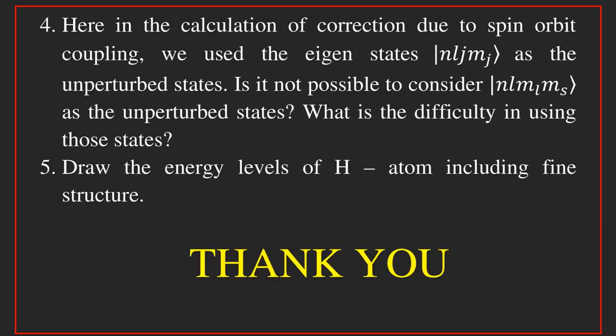Now here in the calculation of the correction due to the spin-orbit coupling, we used the eigenstates of n, l, j and mj as the unperturbed states. Is it not possible to consider n, l, ml, ms as the unperturbed states? Yes, it is possible. So what is the difficulty in using those states? Draw the energy levels of the hydrogen atom including fine structure. So thank you for watching this video.